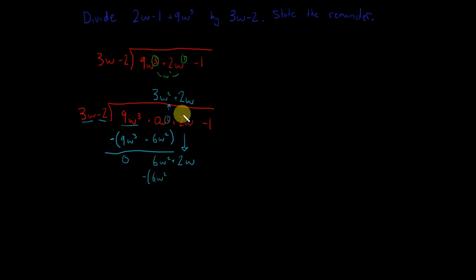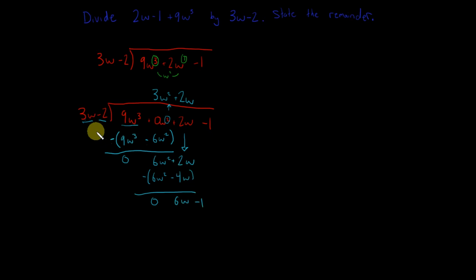And then 2w times minus 2 will be minus 4w. And then we can subtract these. This will be 0. And then minus times minus is plus. So 2 plus 4 is 6w. Now we got 6w minus 1.